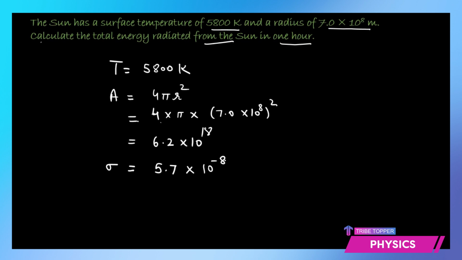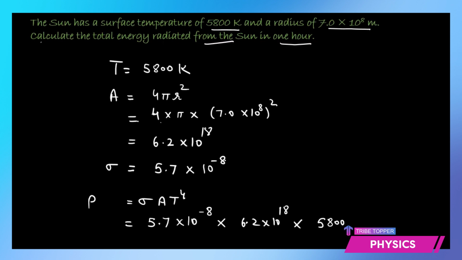So using the relation that power P is sigma A T to the power of 4, plug in all the values that we have. So we get 5.7 times 10 to the power of negative 8 times 6.2 times 10 to the power of 18 times 5800 raised to the power of 4. Solving this we get 4 times 10 to the power of 26 watt. But this is the energy radiated per second.